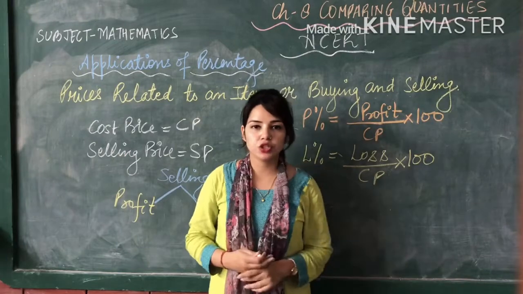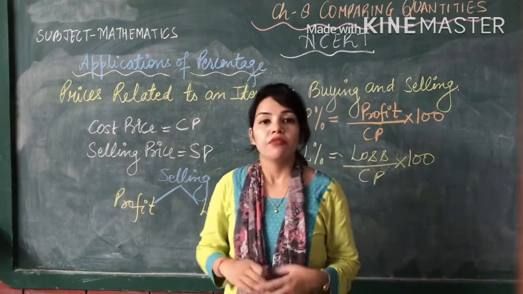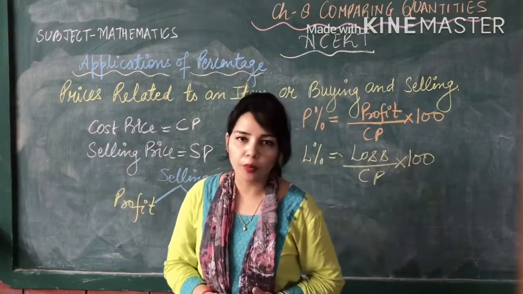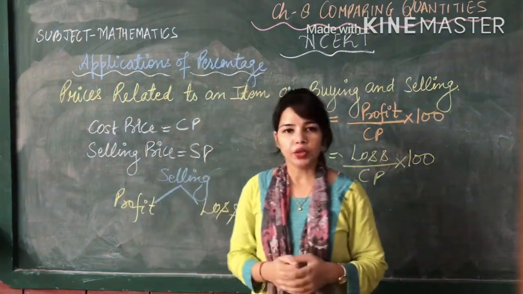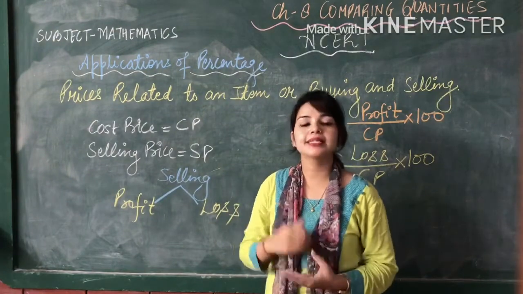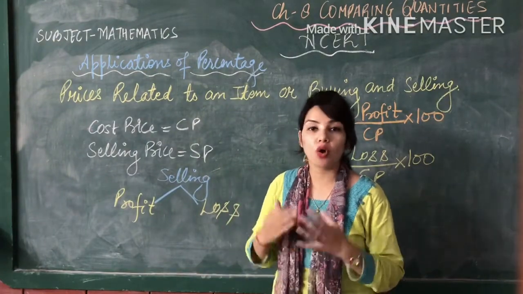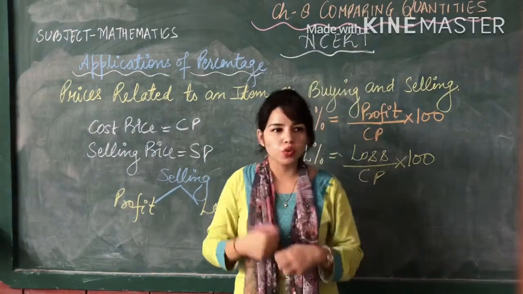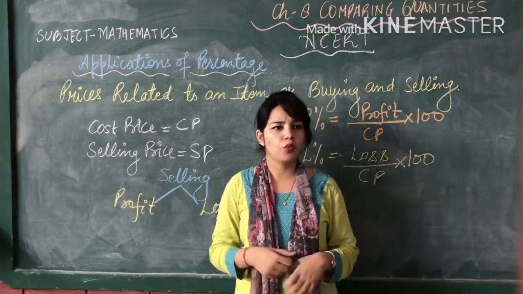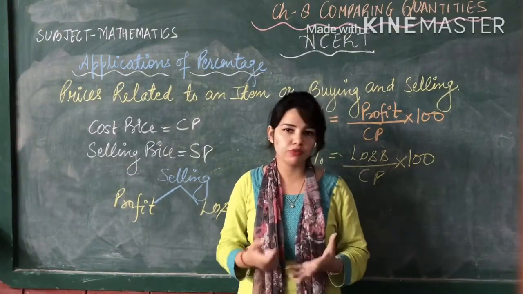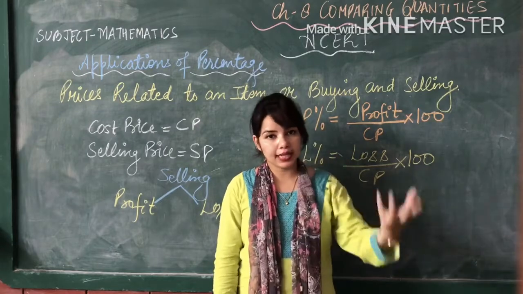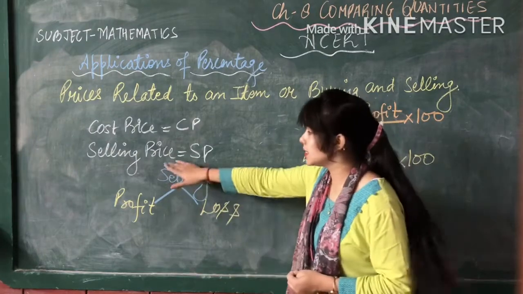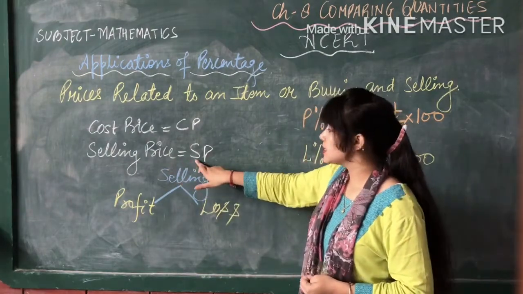Another application of percentage is when prices are related to buying or selling of any commodity or item. When you buy something, the price at which you are buying it is the cost price, represented as CP. Suppose you have used that thing for a few days and then you want to buy something else and sell the thing which you have. The price you get after selling it is known as the selling price, and we denote it as SP.